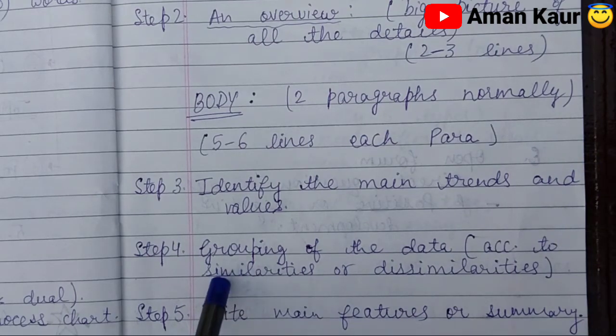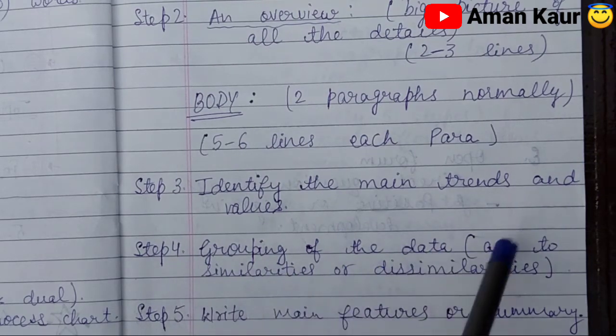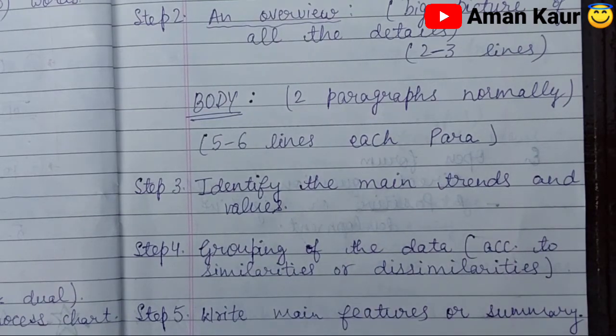So the next step is grouping of the data according to the similarities or dissimilarities. In simple words, it means similar figures would be put into one group and the rest in the opposite group. After that, we have to describe the figures group wise, normally in different paragraphs.